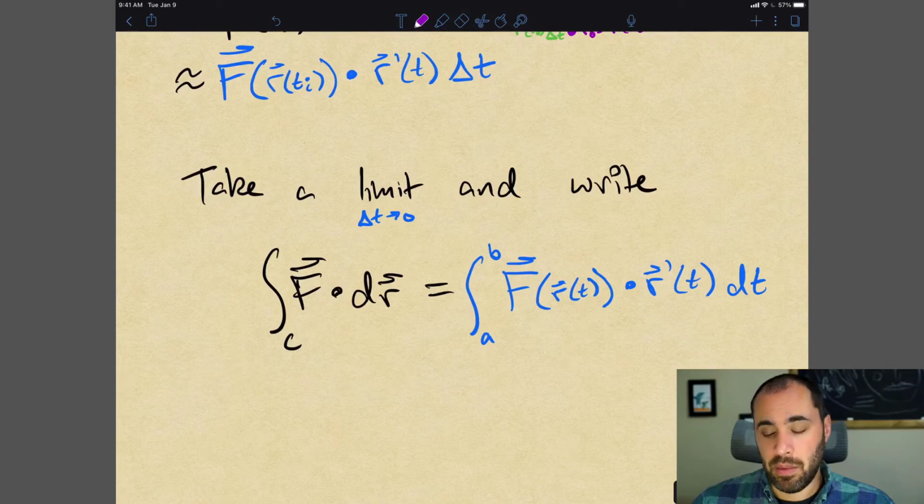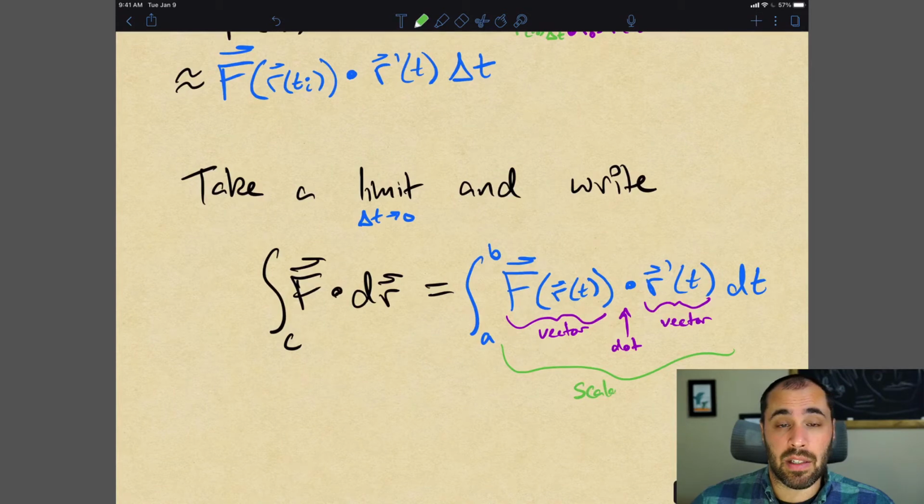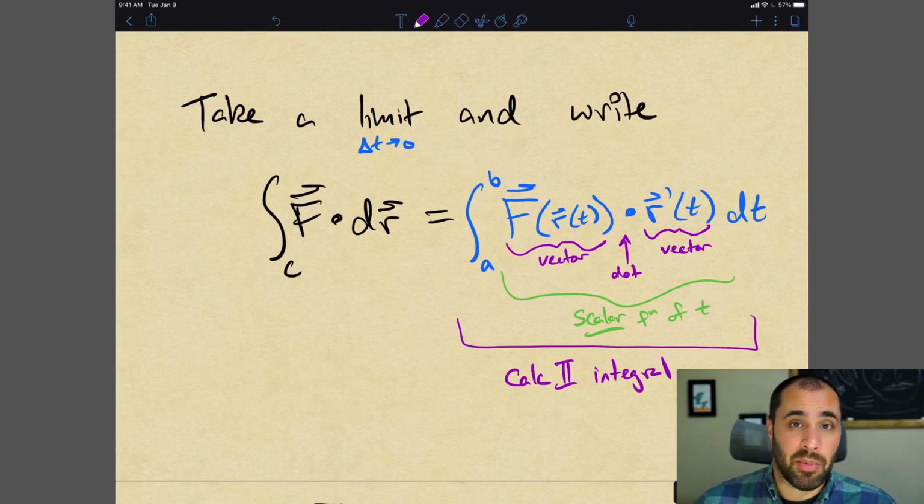And this looks a little complicated, but the first piece, that's a vector. The second piece, that's a vector. We're dotting two vectors, which gives us a scalar. So this is a scalar function of t. And when we're done, this should look like a Calc 2 integral. It's a single variable integral. Let's see some examples that will make it more clear.